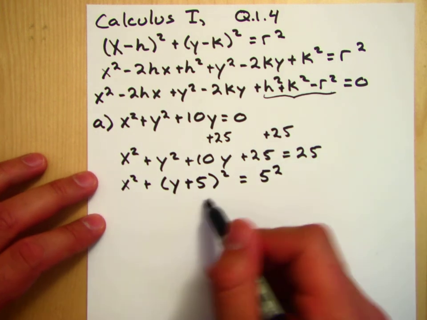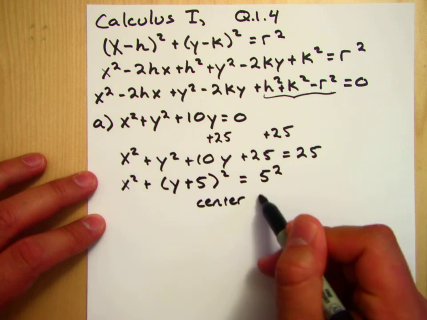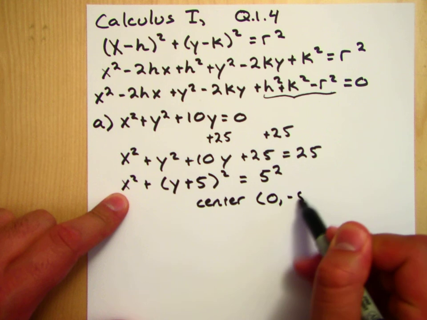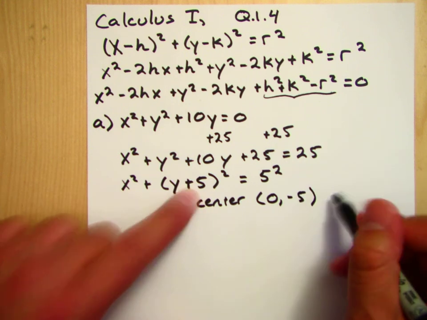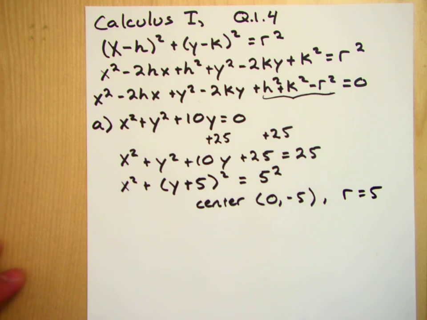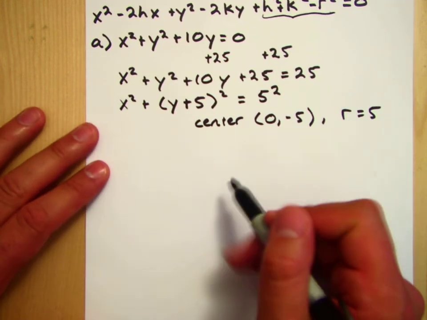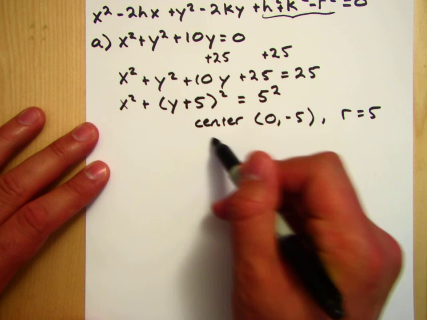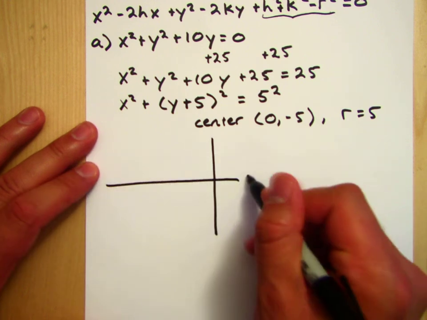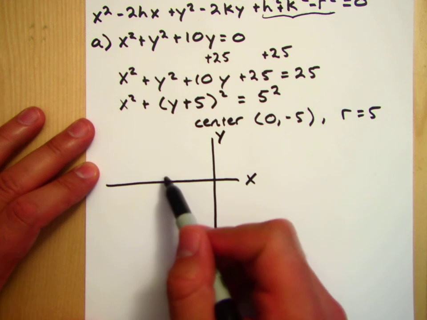So this is a circle with a center at 0, -5, and a radius of 5. Now, if we were to graph this, what would it look like? So, forgive my artistic abilities here. I'll do what I can.